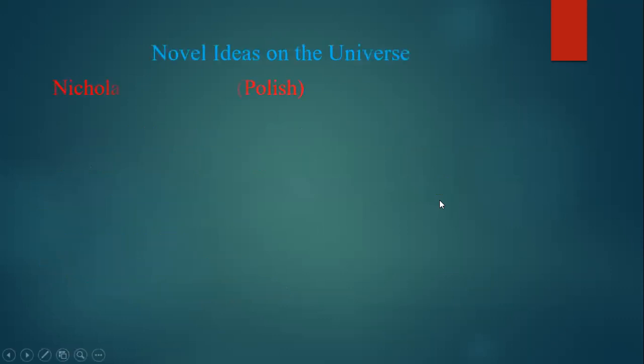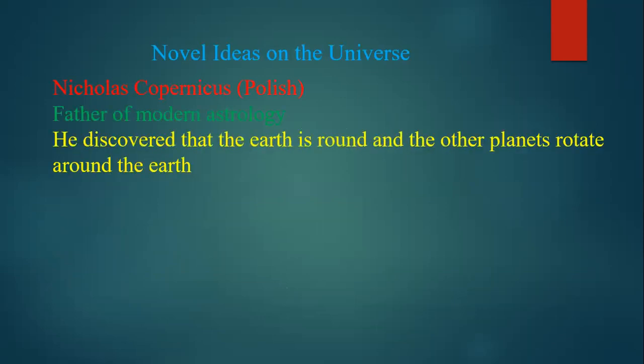So then, novel ideas on the universe. This is also very important. This is the scientific advancement during the Renaissance. Nicholas Copernicus. What did he do? We call him the father of modern astronomy. He discovered that the Earth is round and that the other planets rotate around the sun.